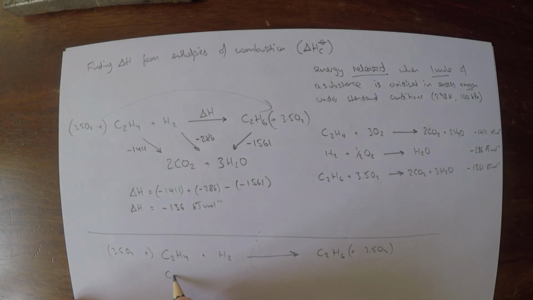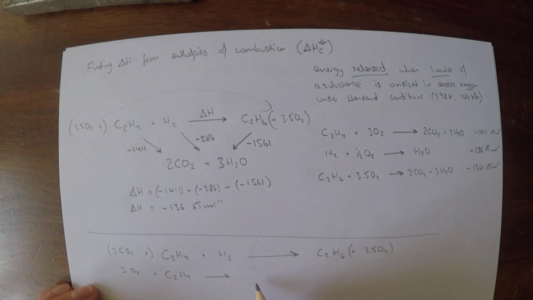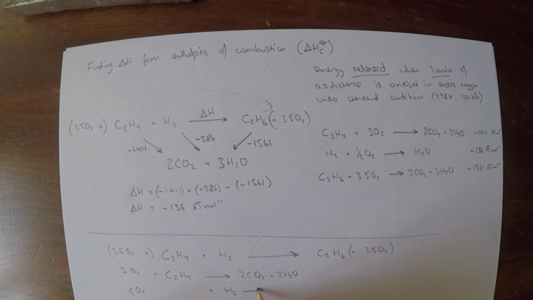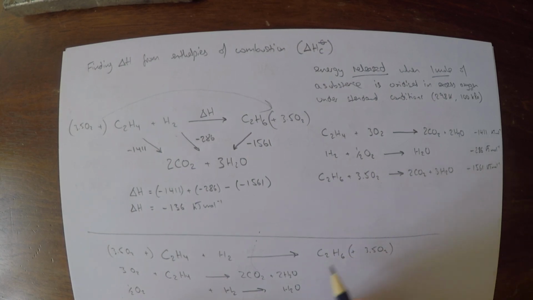So first I can go from C2H4 plus 3 oxygens to 2 CO2 and 2 H2O. I can go from hydrogen plus half O2 to form another water, and then I can go the reverse of our ethane equation here. So starting with my 2 carbon dioxides and my 3 water molecules, I can form my C2H6.